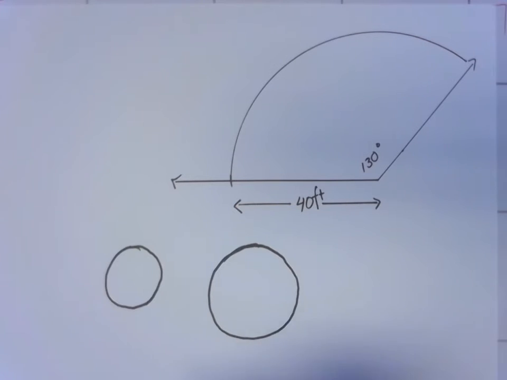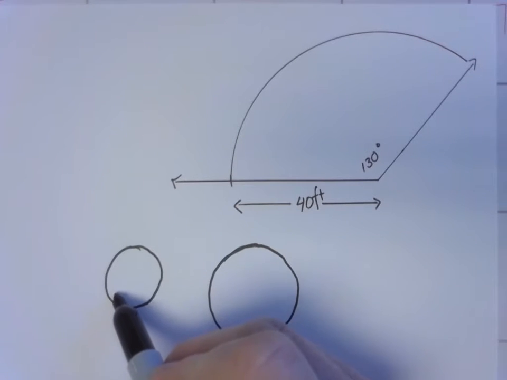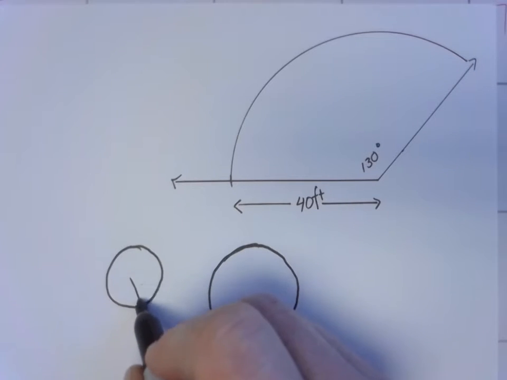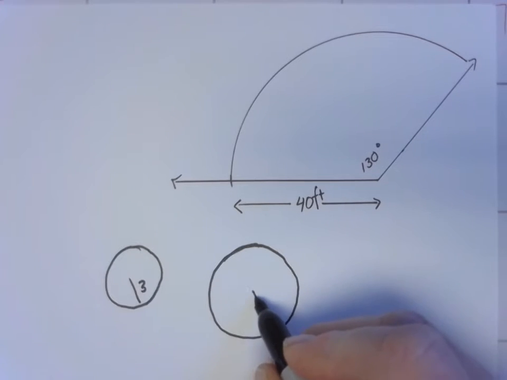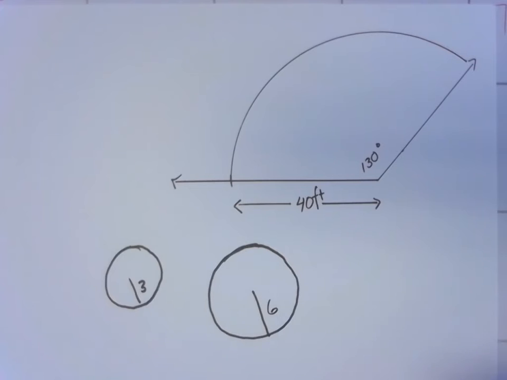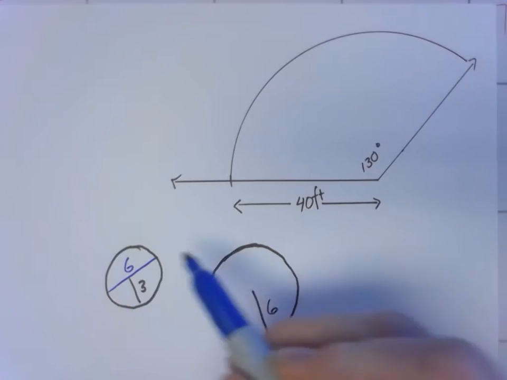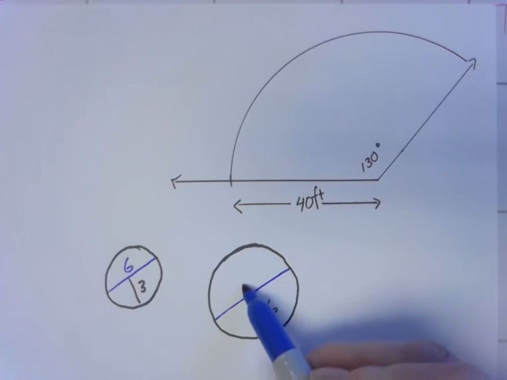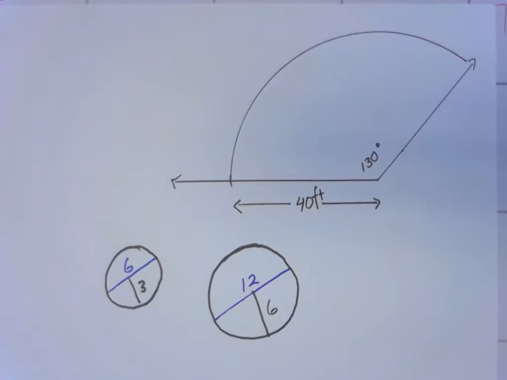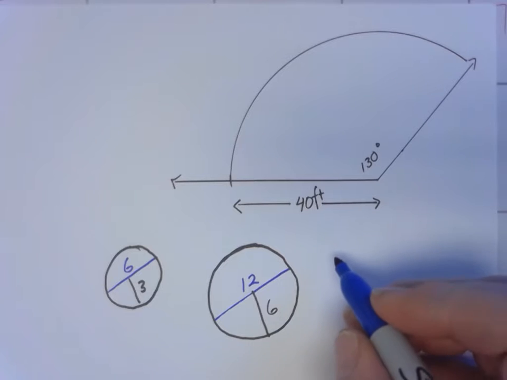Okay, so let's begin with this one. We'll give it a radius of 3, and then this one over here we'll just double the radius up to 6. And so then, of course, I guess that means we have to think about the diameters as well. So our diameter here is 6 and our diameter here is 12. Okay, so let's look at the circumferences.